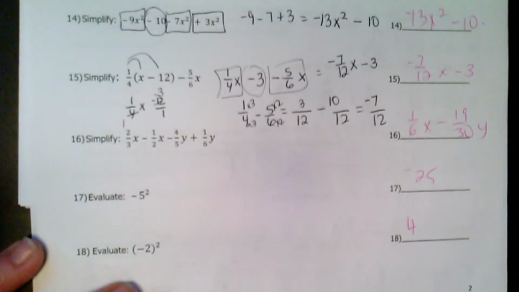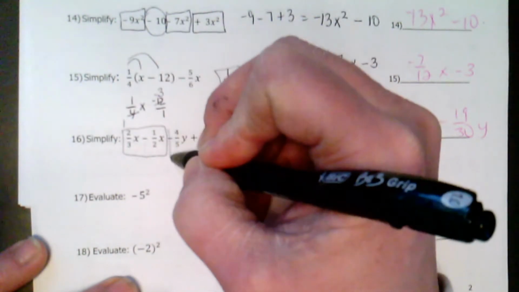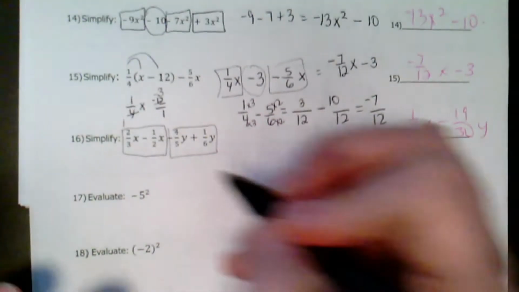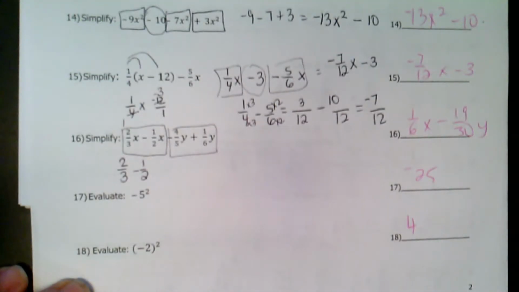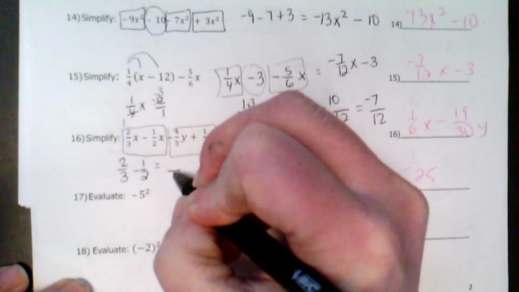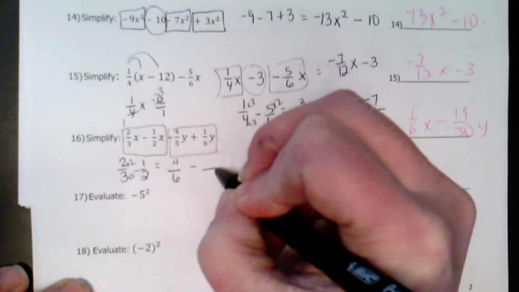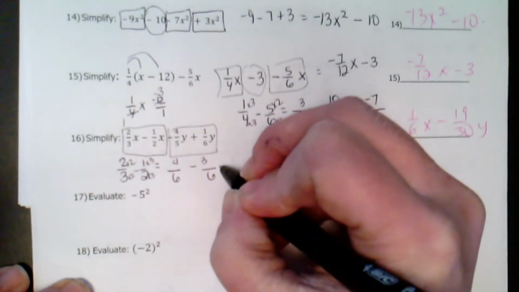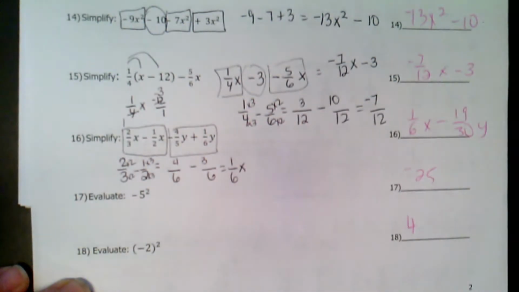Number 16 is just combining like terms again. So we can put these together and these together. So just be careful of the signs. 2/3 take away a half. We need a common denominator, which is 6. This is times 2. This is times 3. So we have 4 take away 3, so we have 1/6, and that's our x.